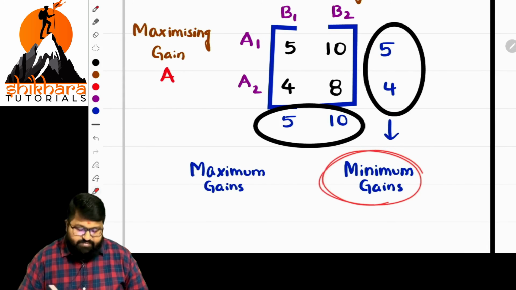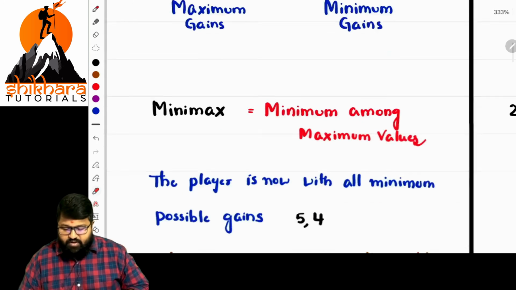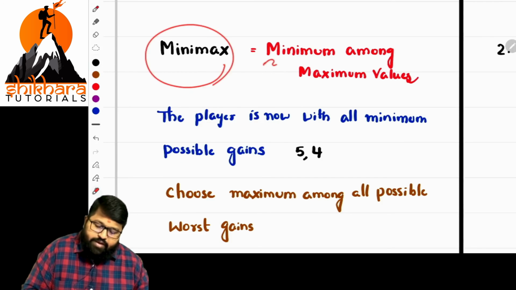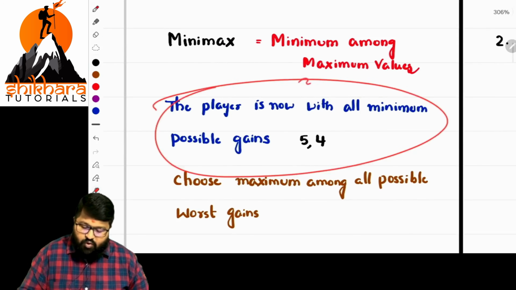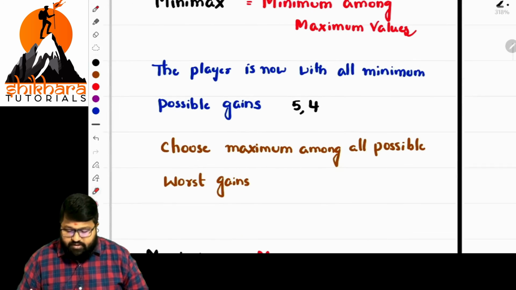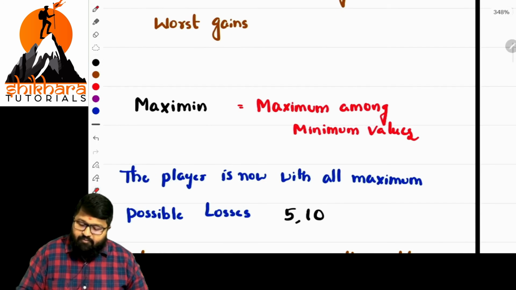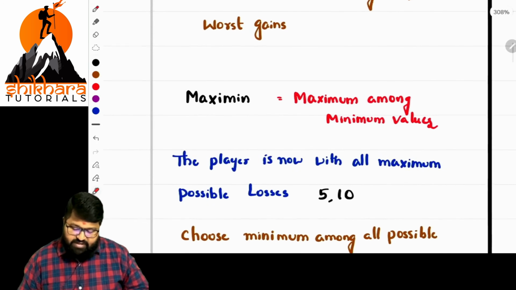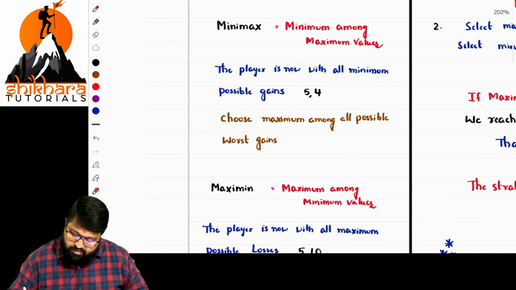These are the minimum gains now, and these are the maximum gains or maximum losses basically. Minimax is nothing but the minimum value among the maximum values. The player in the row, with all the possible gains being 5, 4, chooses among all the possible worst gains basically. And maximin is the maximum among the minimum values.